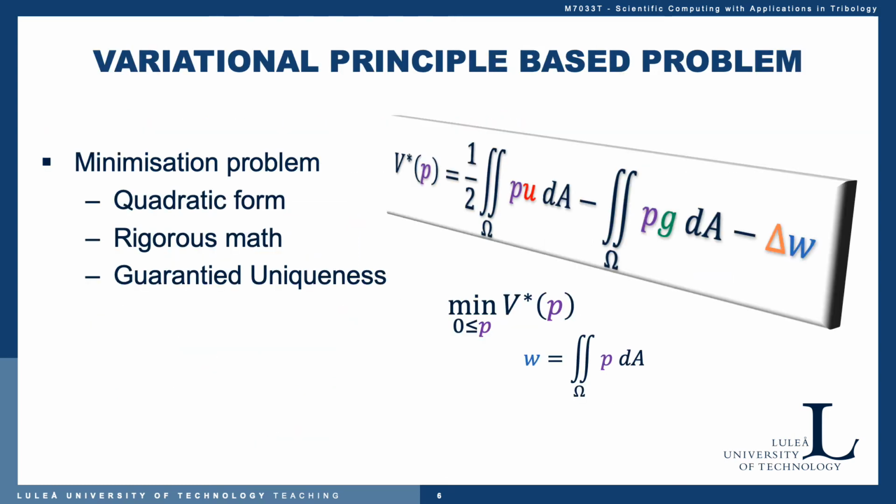I already more or less told you what's on this slide on the previous slide. But what's good with the variational principle-based problem is that it's a minimization formulation, for which there are frequently available methods for solving them. It's a quadratic form, it's mathematically rigorous, and we have a guaranteed uniqueness in the solution.